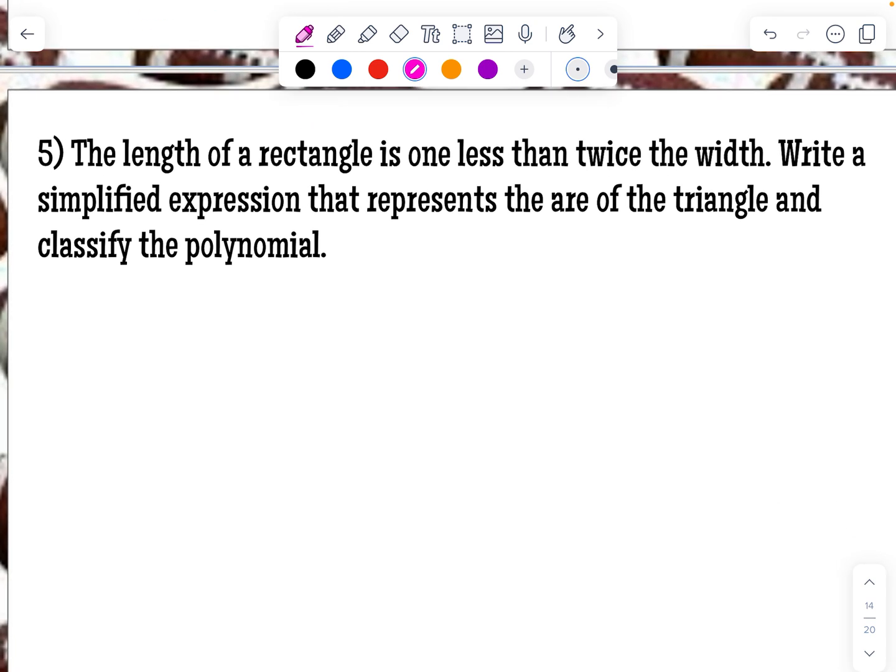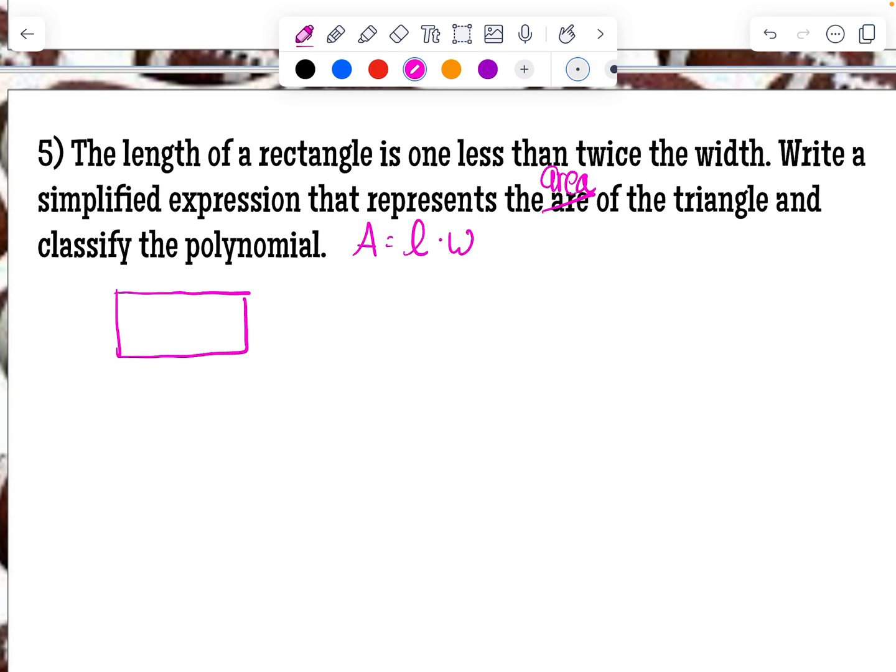The length of a rectangle is 1 less than twice the width. Write a simplified expression that represents the area of the rectangle and classify the polynomial. So they did not give me a picture. I'm going to draw a picture. And we know we need length and width. So area equals length times width.